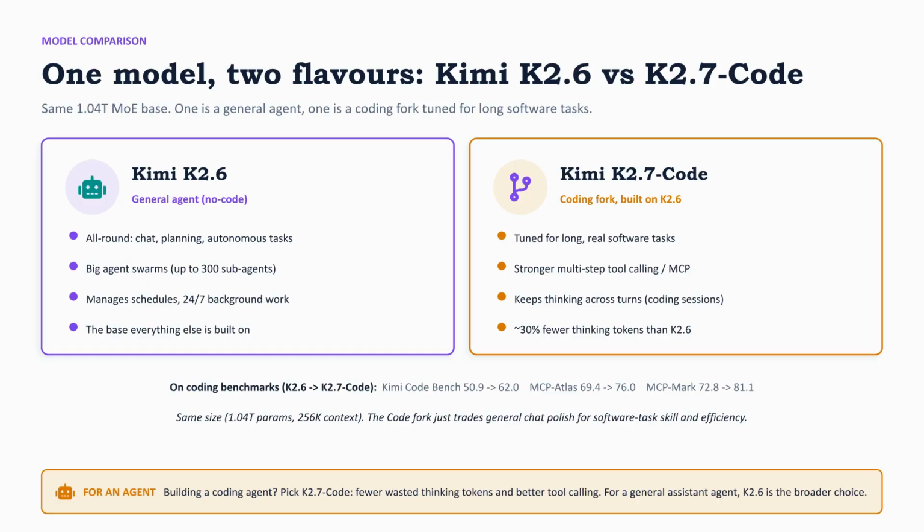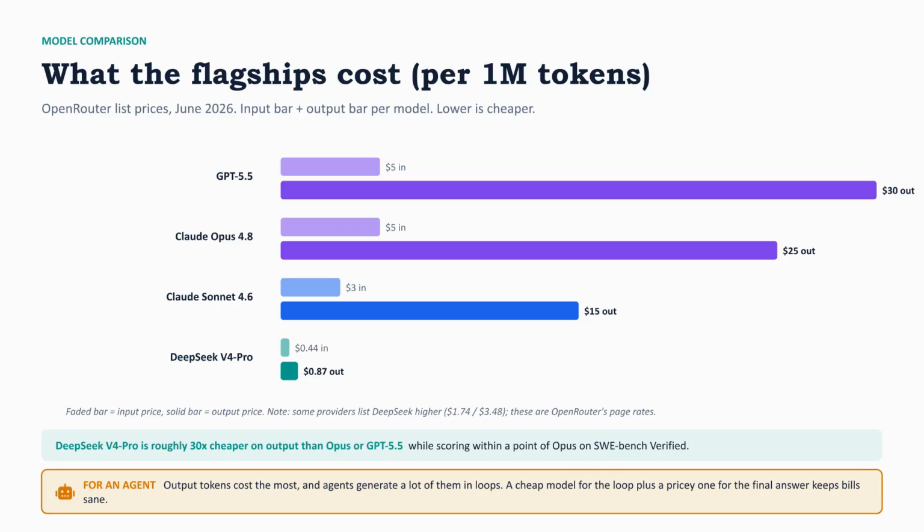Both share the same 1.4 trillion parameter base and 256K context. K2.6 is the general agent for chat, planning, and autonomous background tasks, even large agent swarms. K2.7 Code is a fork built on top of it, tuned for long real-world software tasks with stronger multi-step tool calling, thinking that persists across turns, and about 30% fewer thinking tokens. On coding benchmarks, the numbers move up clearly. The rule of thumb is plain: for a coding agent pick K2.7 Code, and for a general assistant pick K2.6.